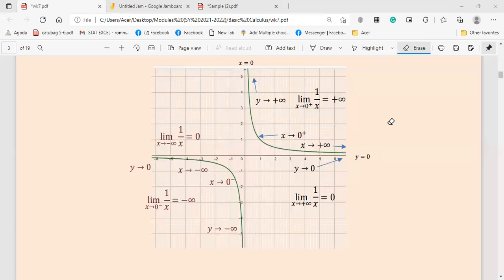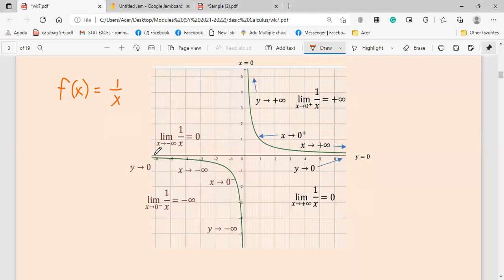Okay, so this one is a graph. This is the graph of f of x is equal to 1 over x, the most popular rational function, 1 over x. The graph is given, okay?